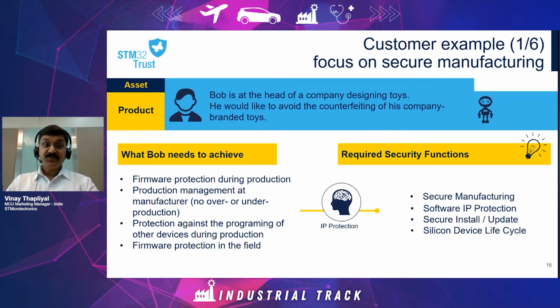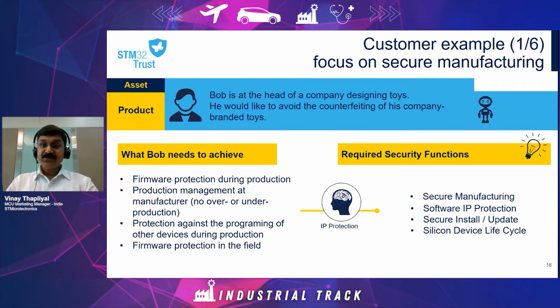Firmware protection during production, production management at manufacturing, not having overproduction or underproduction, protection against the programming of other devices during this production, and firmware protection in the field. To achieve this, he can use some of the security functions like IP protection.